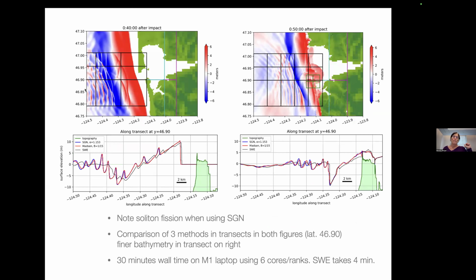And what we see here approaching the shore, we have soliton fission, which is a sign of the dispersion fighting with the nonlinearity. So this is a sign that your SGN equations are working. And here we see the asteroid tsunami has completely overtopped Grays Harbor Peninsula in about 50 minutes after the asteroid has hit.